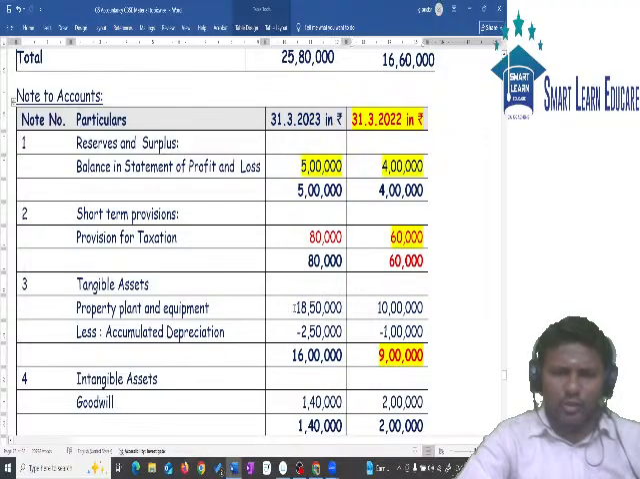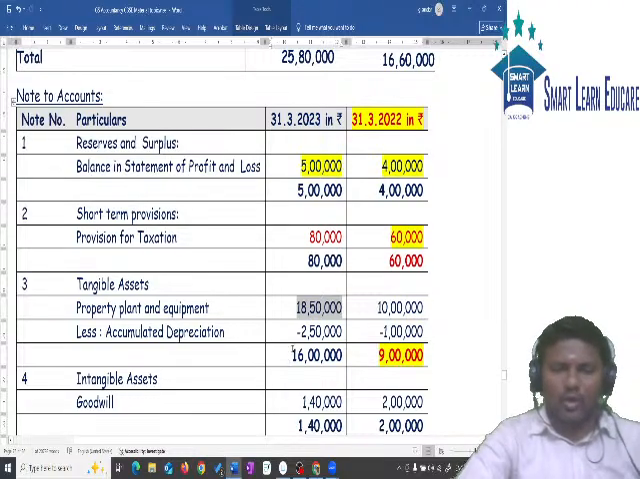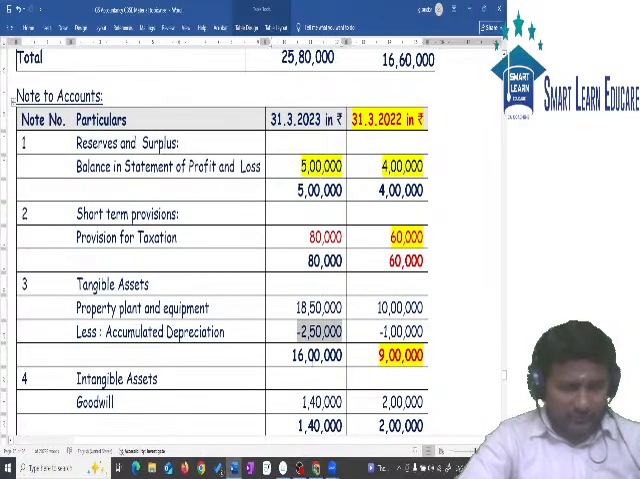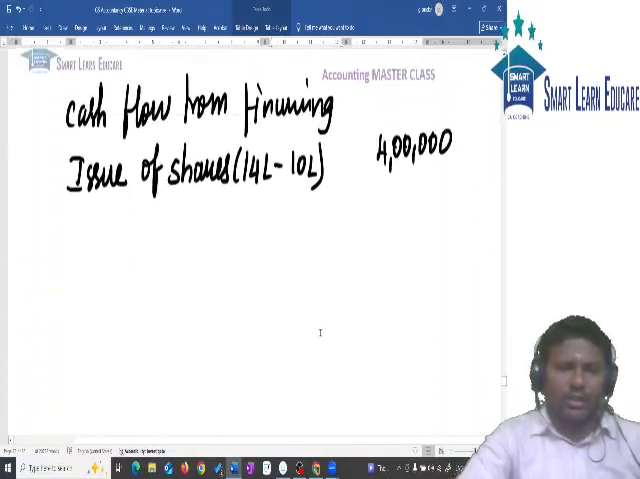Property, plant and equipment. We have to prepare a working note for this. In the last class we have done this type of working note. Opening balance of plant and equipment is 10 lakh. Closing balance is 18,50,000. Opening balance of accumulated depreciation is 1 lakh, closing balance is 2 lakh 50,000. So open the ledger. Working note number 2.